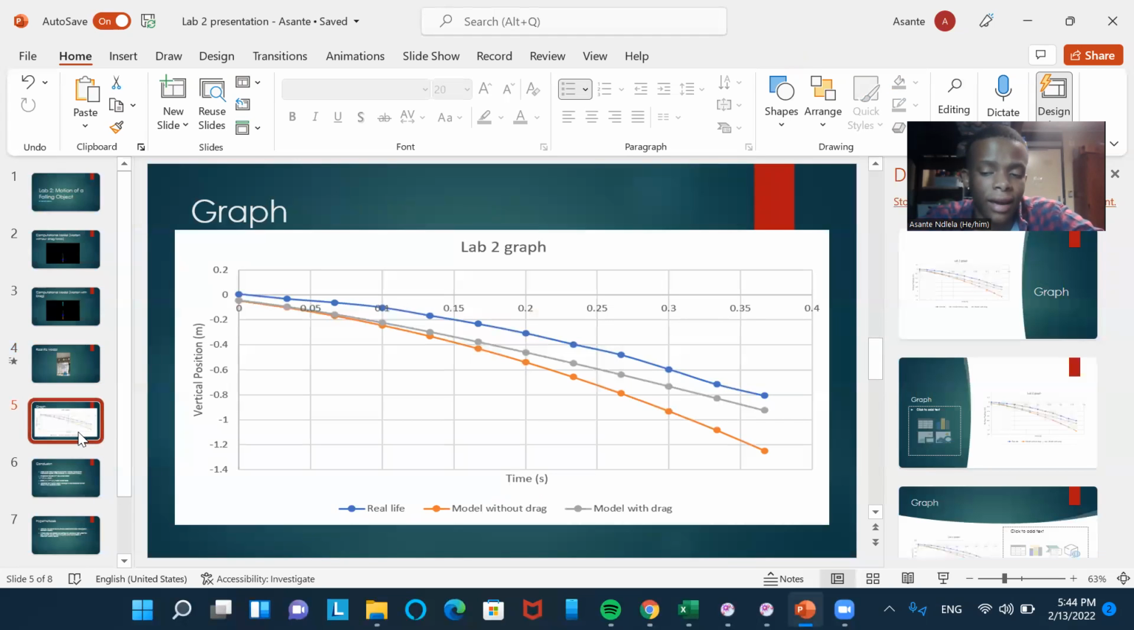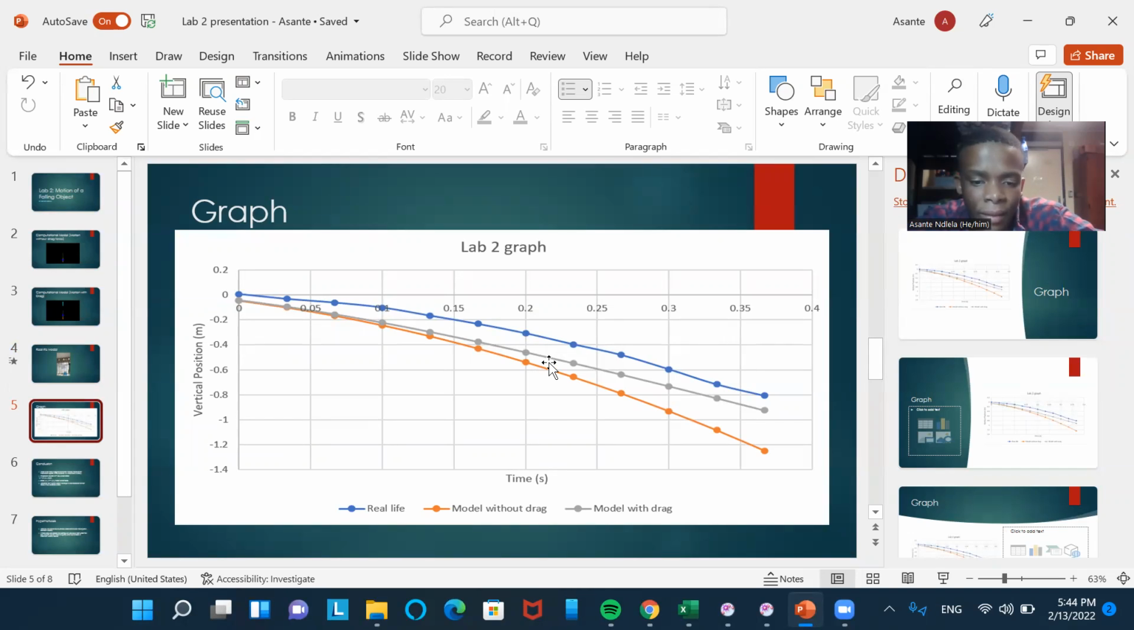Okay, so after that, I collected data from the models and from the real life model to make a graph. The blue line represents the real model. The gray line represents the model without drag, and the orange represents the model with drag. So as you can see here, this is a graph of vertical position of the object against time.